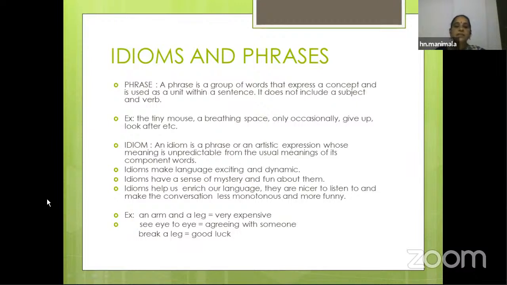Next item is idioms and phrases. Here, because this is a new thing for you, I would like to give some inputs so that you can do the exercise well. So first let me tell you what is a phrase. A phrase is a group of words that express a concept and is used as a unit within a sentence. It does not include a subject and verb. So a set of words together will give one meaning only.